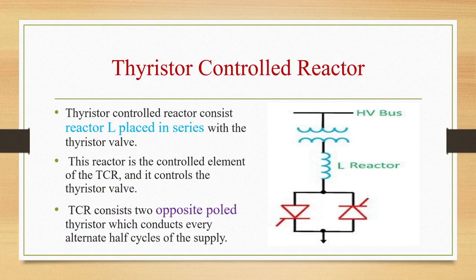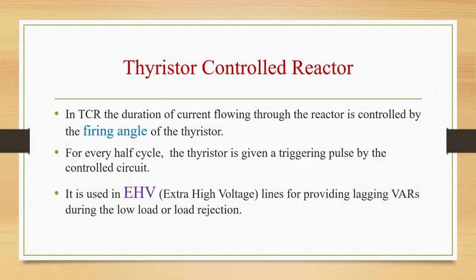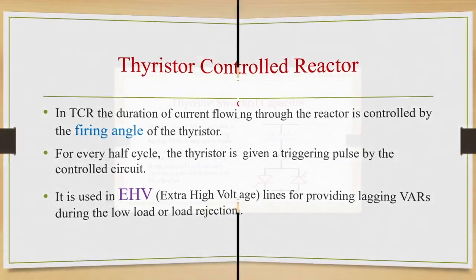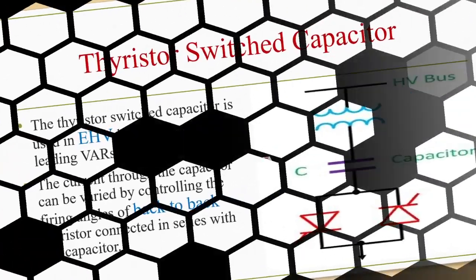Thyristor controlled reactor. In this, the inductor is placed in series with the thyristor valve, and this reactor is the control element of TCR. It will control the thyristor valve. TCR consists of two opposite poled thyristors which conduct on every alternate half cycle of the supply. This is used in extra high voltage lines for providing lagging VARs during low load or load rejection. Thyristor switched capacitor is used in EHV for providing leading VAR, and the current through the capacitor can be varied by controlling the firing angles of back-to-back thyristors connected in series with the capacitor.